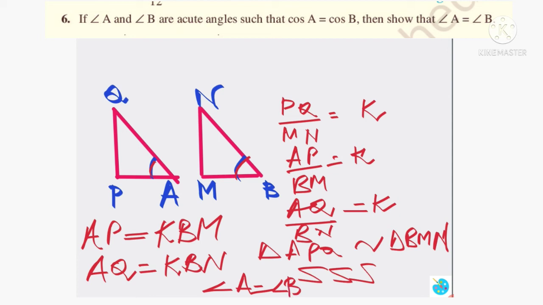Now I have considered two triangles because in the question there is nowhere mentioned that they are a part of a single triangle. But if we consider angle A and angle B as a part of a single triangle, then the question becomes a lot easier. I will tell you the same as well.